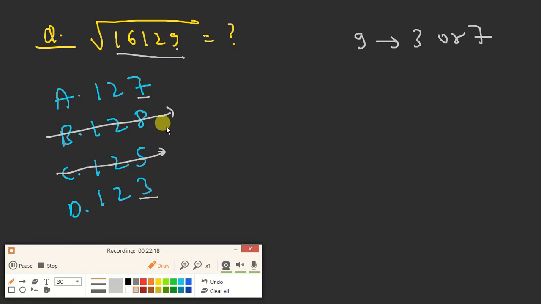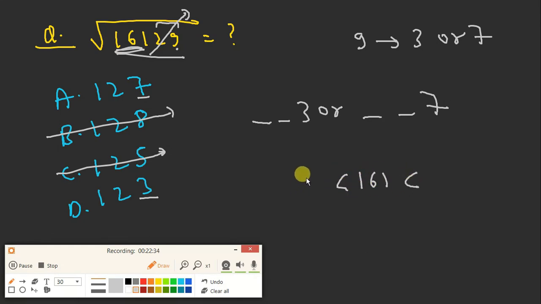Now we have to find the initial 2 digits of the answer. So what will we do? We will make the pair of 2 digits, remove it, and focus on this 161. Now tell me, this 161 is between the squares of what? It is between 12 square and 13 square. So 12 square is 144 and 13 square is 169.